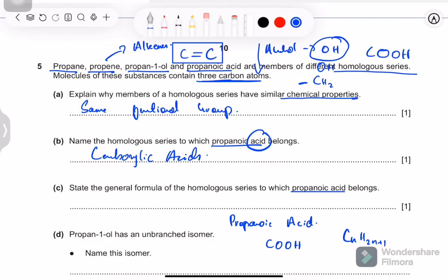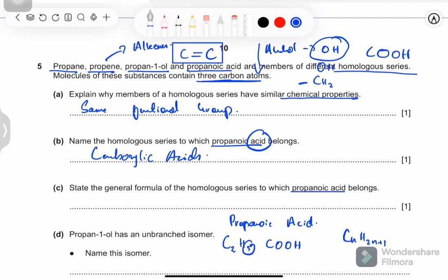So over here the C will be CnH2n+1. How will we deduce the propanoic acid from this? Now we know this will be 2 and this H will be 5. So total 3 carbon atoms for propanoic acid, and this will be the formula for propanoic acid.